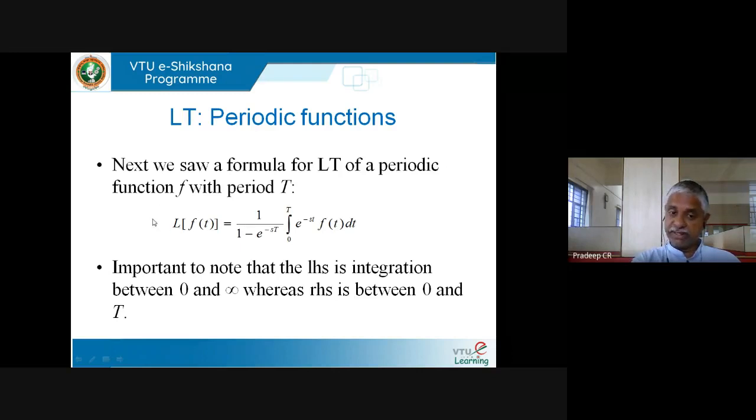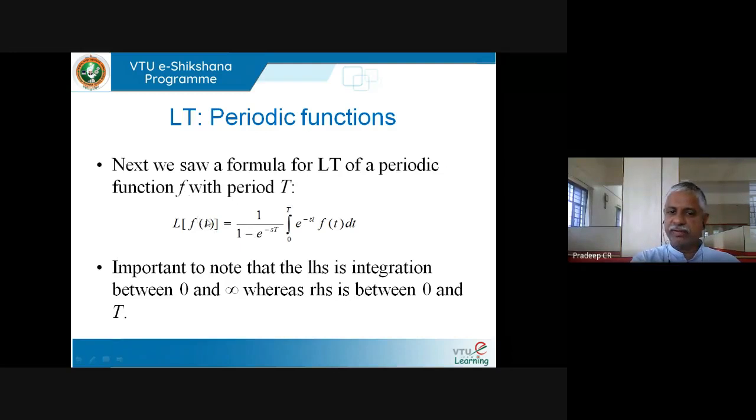So the left hand side is an integration with limits from 0 to infinity, infinite limits, whereas the right hand side is a finite limit. So an infinite limit you are reduced to a finite limit. That is the power of this formula. That is possible only because it's a periodic function. What happens at infinity to a periodic function is captured in what happens in some finite part. That is what we exploited here.